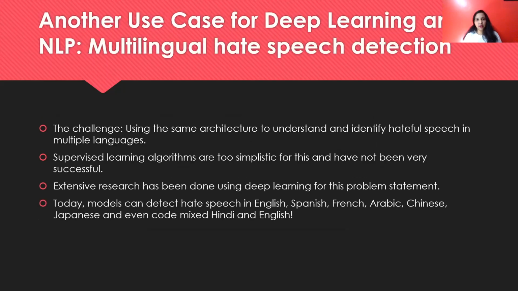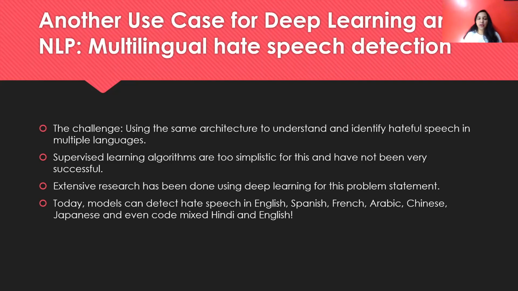One more thing that deep learning and NLP are useful for is multilingual hate speech detection. Because the challenge in detecting hate speech in multiple languages is being able to use the same architecture to understand and identify hateful speech in multiple languages. And as you would probably guess, if you have a background in machine learning, supervised learning algorithms are way too simplistic for this, and they have not been successful at this task. And multilingual hate speech detection is a very popular research field in its own right.